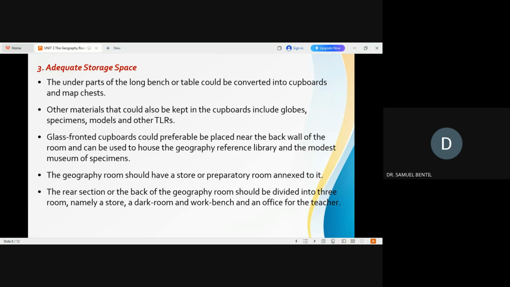So certain materials that you need, they are expensive, they are bulky. You don't even leave them like that in the geography room. You can store them, you can keep them in the storeroom. Even the storeroom can also be used, if it is spacious, to make models that have rough edges, which when left in the space where students are can cause students to hurt.